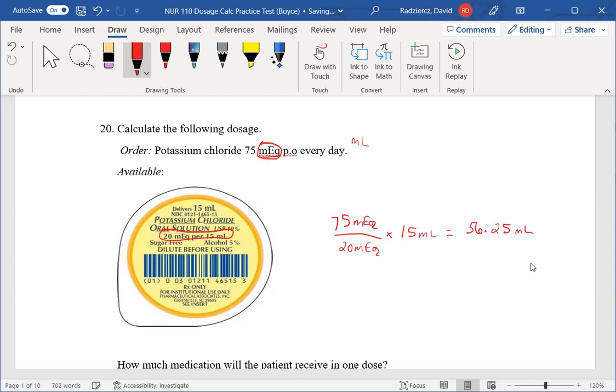I just want to double check that I wrote all my stuff right. 75 times 15. Oh, yeah, that's right. Divided by 20. All right. So what am I going to put as my final answer?